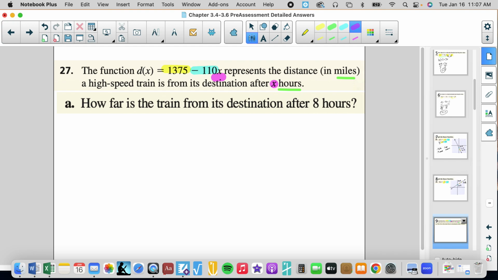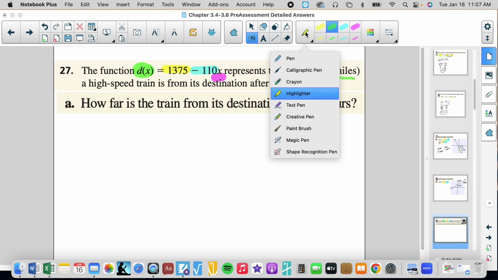And this is my distance. This is the distance left. So d of x is my output, tells me the distance I have left. 1375 is how far I am at 0 hours, or how far away I start. 110 is the rate of speed per hour, and x represents the number of hours. So how far is the train from its destination after 8 hours?